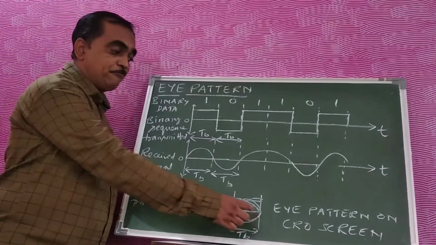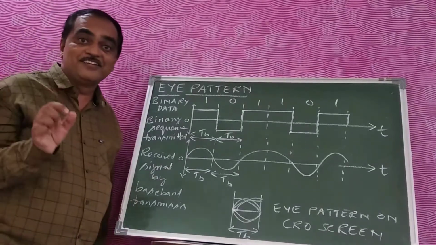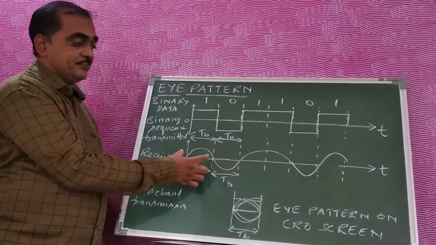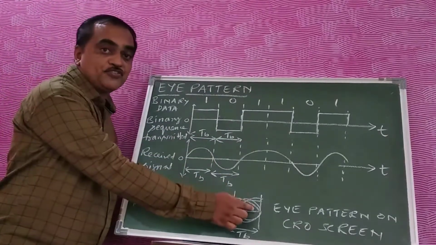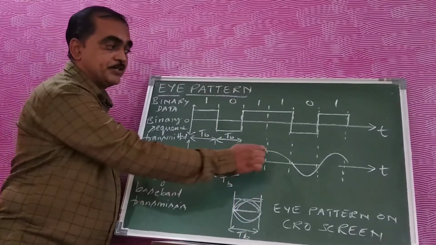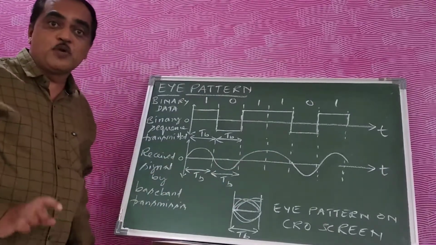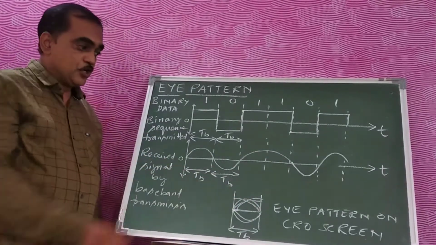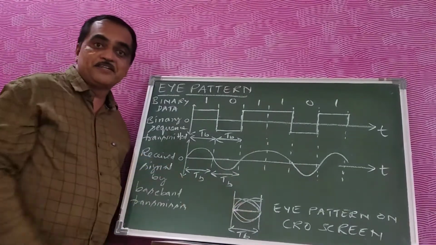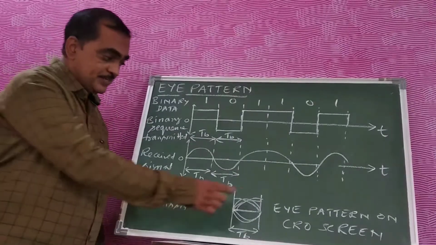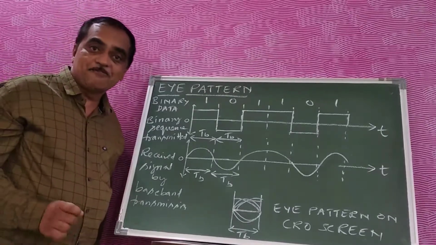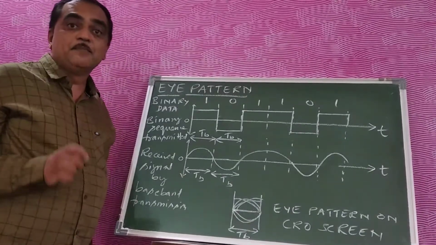Now this is a waveform on a single signaling rate, that is a single time period. Whatever we have received, see, this is the first waveform put on a single time period. The second waveform is put on the single time period, the third is put on the single time period, the fourth is put, and all are superimposed on one another on a single time period. Now this looks like a human eye, so it is called an eye pattern, which is seen on the CRO screen. And this eye pattern will help you study the noise and ISI effect for the received signal in a baseband transmission.